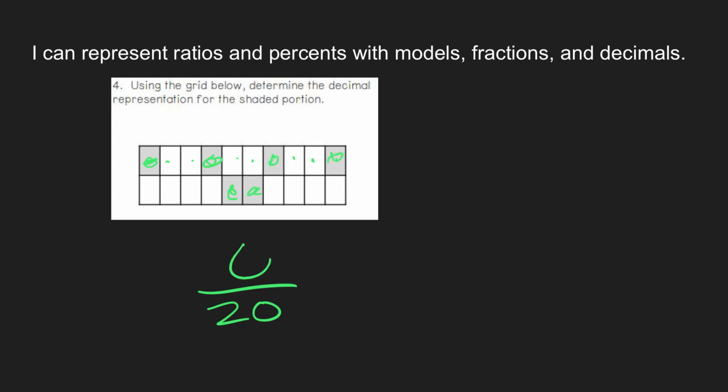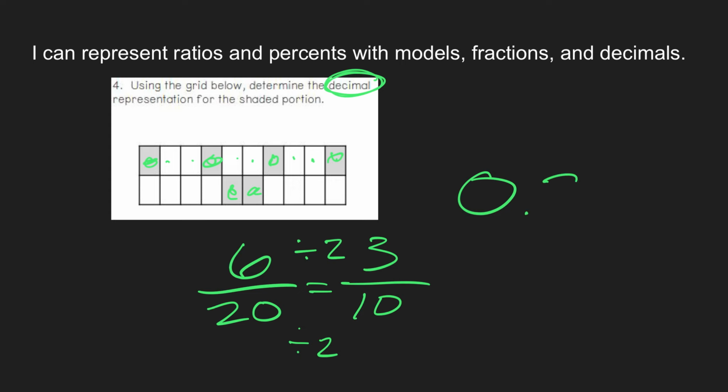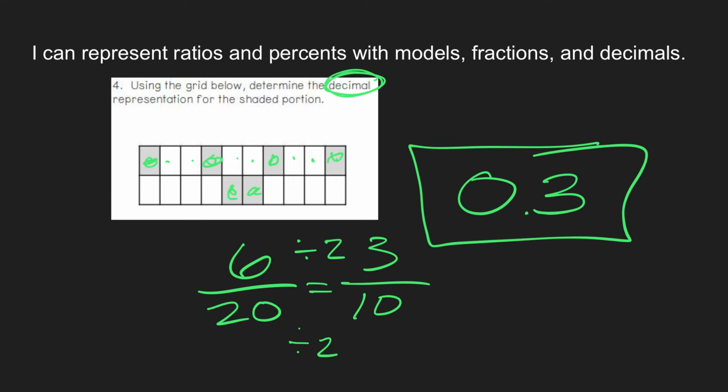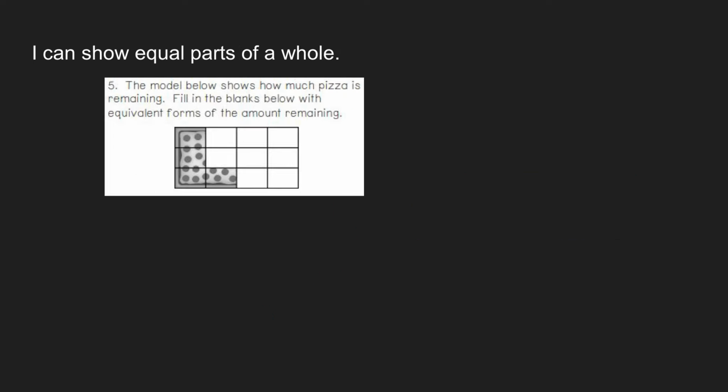All right. Well, to make it a decimal, right? We're trying to do the decimal. I would actually just go down to 10. We don't need it to be out of 100 since we're not doing a percent. So divide by 2, divide by 2, and we would get 3/10. And 3/10 as a decimal is 0.3. Not too hard.